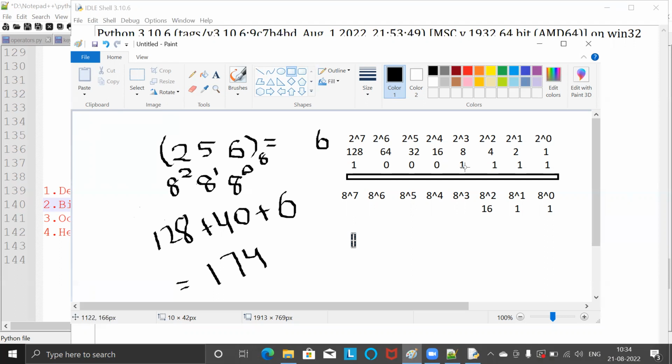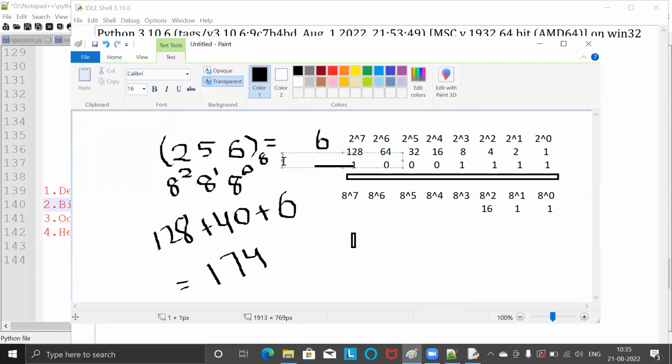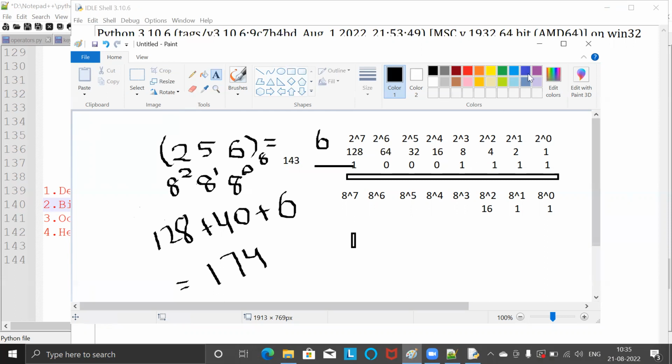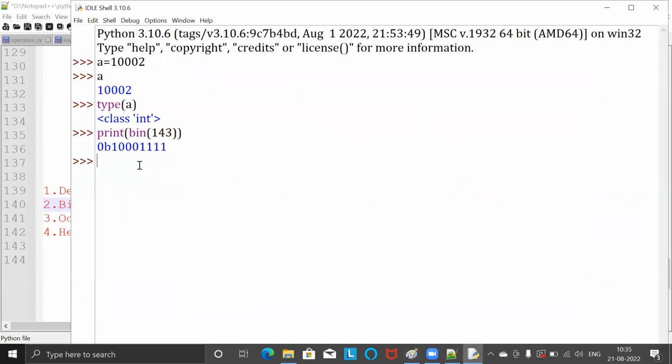128 plus 8 is 136, 136 plus 4 is 140, 142, 143. The value of this binary form is 143. And this is all about binary form. And here 0b represents the binary form.